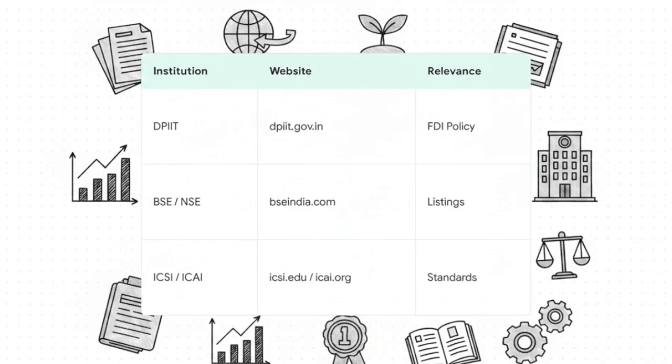To properly round out our referees, we can't forget these vital facilitators. The DPIIT releases the highly anticipated foreign direct investment policies. The stock exchanges, like the BSE and NSE, have their own super strict listing formats. And you absolutely cannot ignore the professional institutes, ICSI and ICAI, because the secretarial and accounting standards they issue are legally binding on corporate entities.